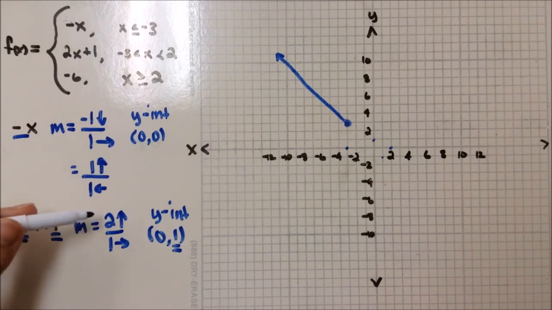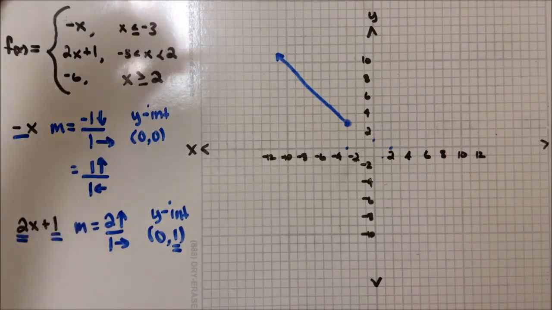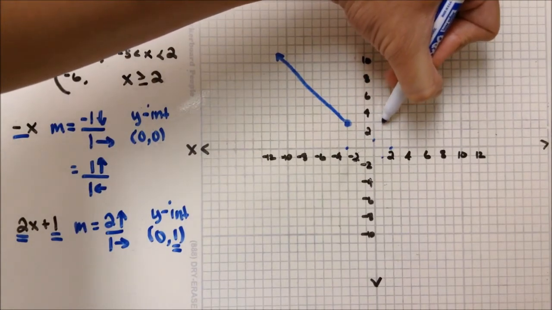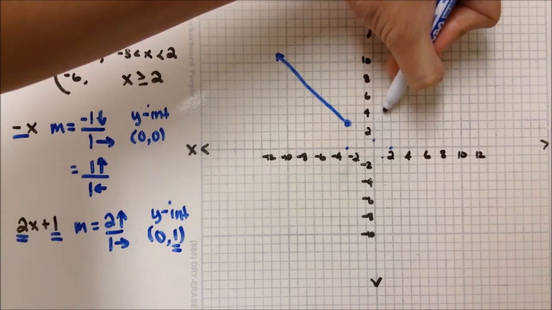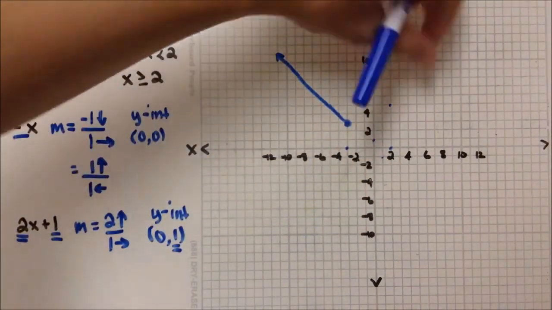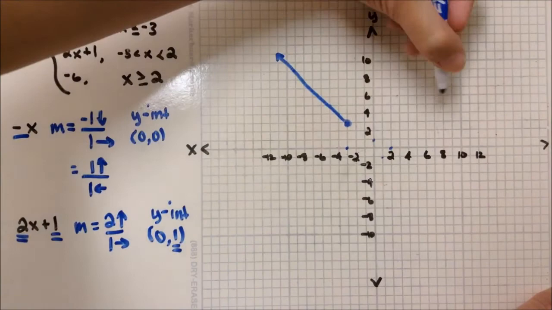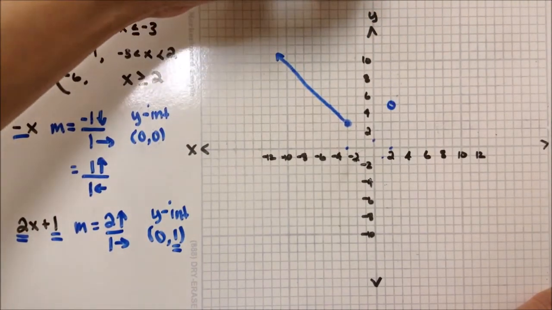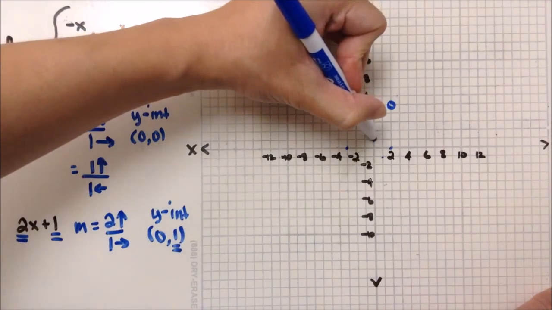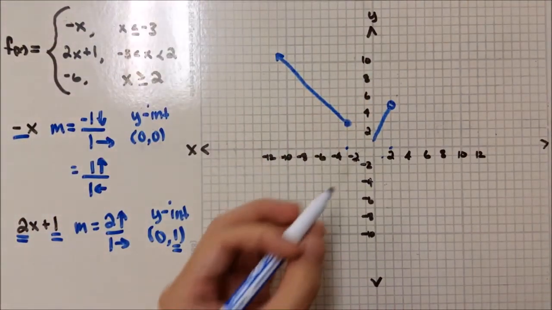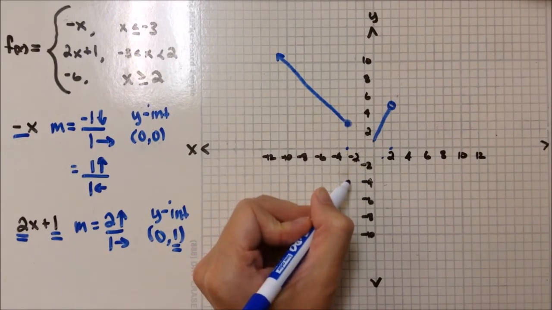And then we're going to go up 2 and then right 1. So 1, 2, right. And then 1, 2, right. Now I stop here because that's where 2 is. But again, it's an open circle. And then I'm going to connect the y-intercept to that circle. And then I'm going to graph all the way to negative 3.